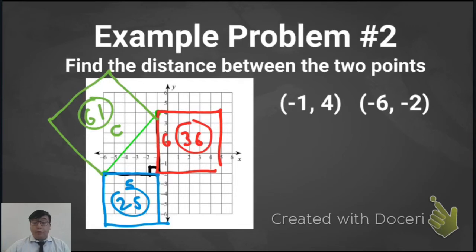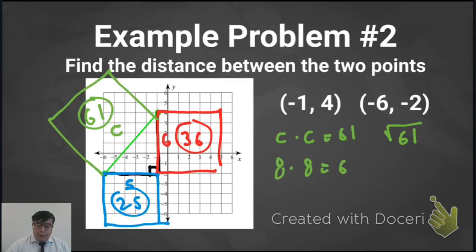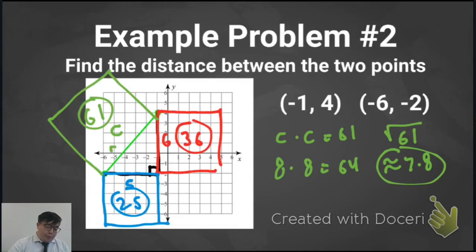So in order to find the side length, I need to ask myself what side times itself equals 61? Or another way of saying that is, what is the square root of 61? So one way to get close, I know that 8 times 8 equals 64. And since 61 is a little bit smaller, I know that side C has to be a little bit smaller than 8. So the square root of 61 is going to be somewhere around 7.8. So this length here is somewhere around 7.8.